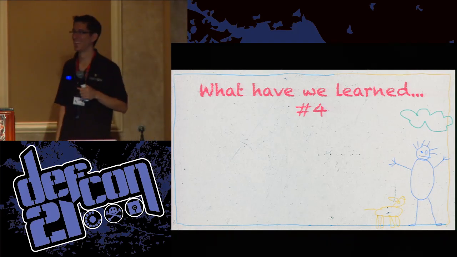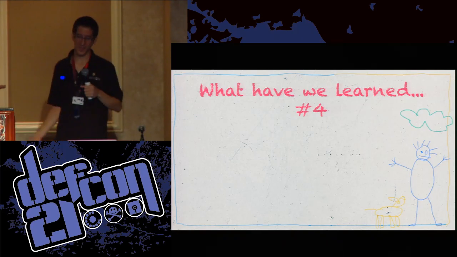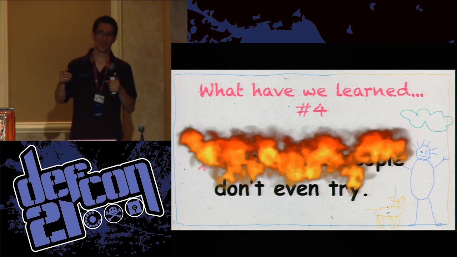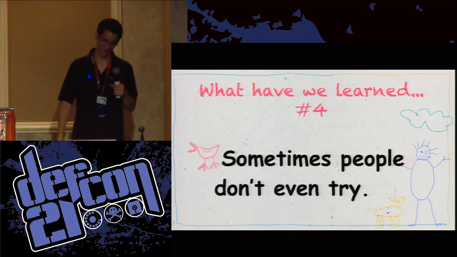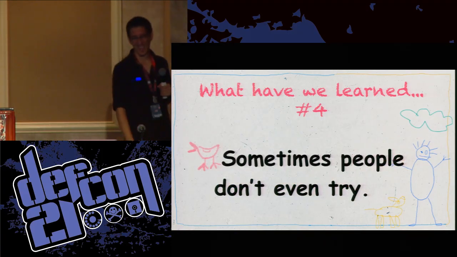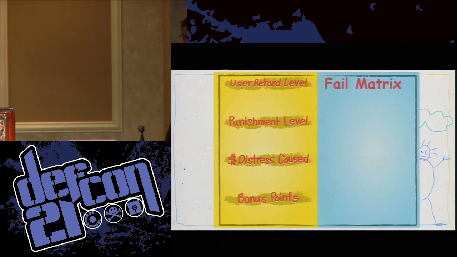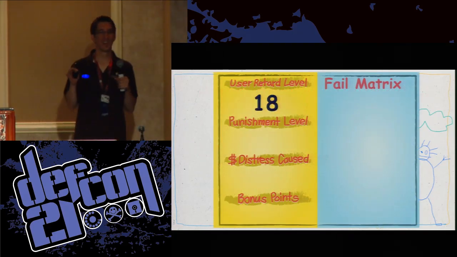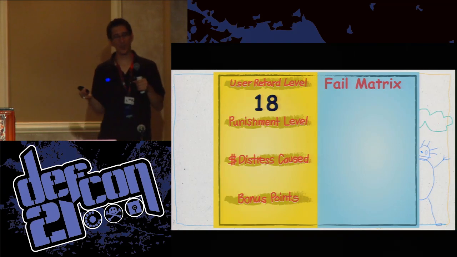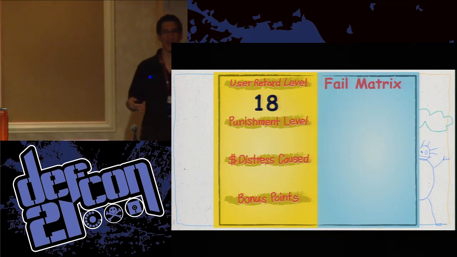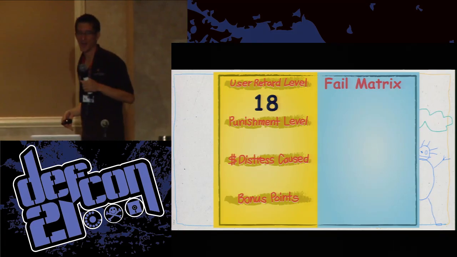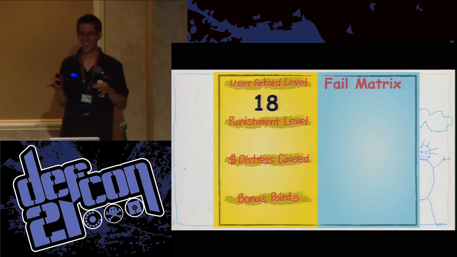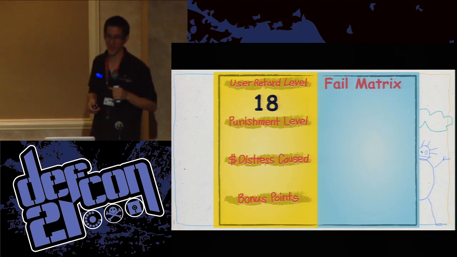Michael, what have we learned in this case? Well, we learned that sometimes people don't even try. Fail matrix. All right. User retard level's got to be an 18. You couldn't score it higher? We could, but we're saving the higher scores for some of the later stories. Yeah, so the numbers are going up, you may have noticed. So far each one's been going up.